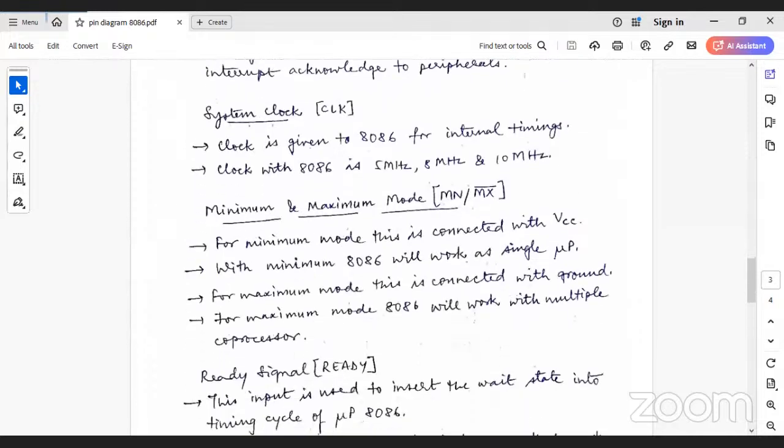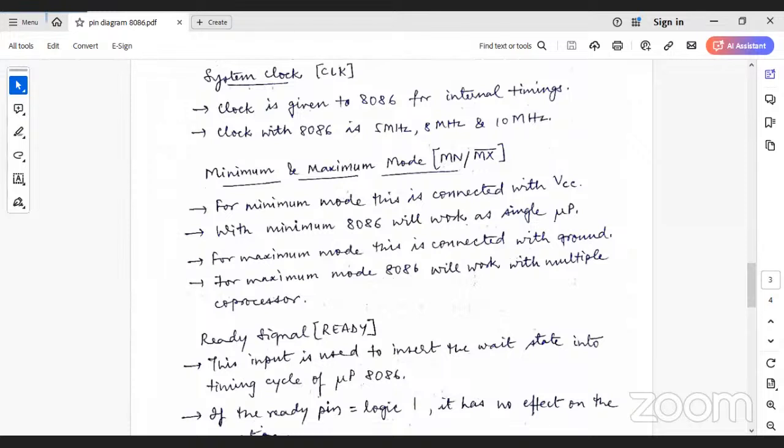See this point here. For minimum mode we are saying MN. Minimum mode is connected to VCC, I said. VCC means it is at logic 1. Means your MX, it is bar. If it is at logic 1, then 1 bar will become 0.